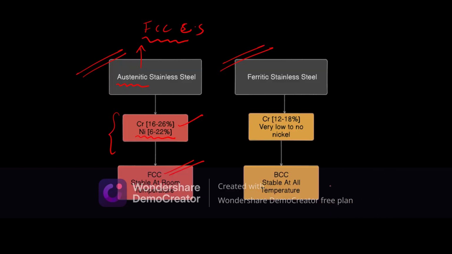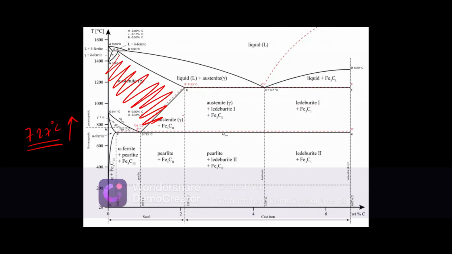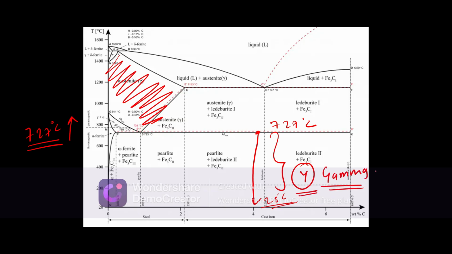That's the reason we have austenitic stainless steel, which is stable at room temperature due to the presence of a gamma stabilizer. What it does is decrease this line. This line is 727 degrees centigrade. It decreases this line to room temperature, 25 degrees centigrade. This happened because of the gamma stabilizer. An example of a gamma stabilizer is nickel.